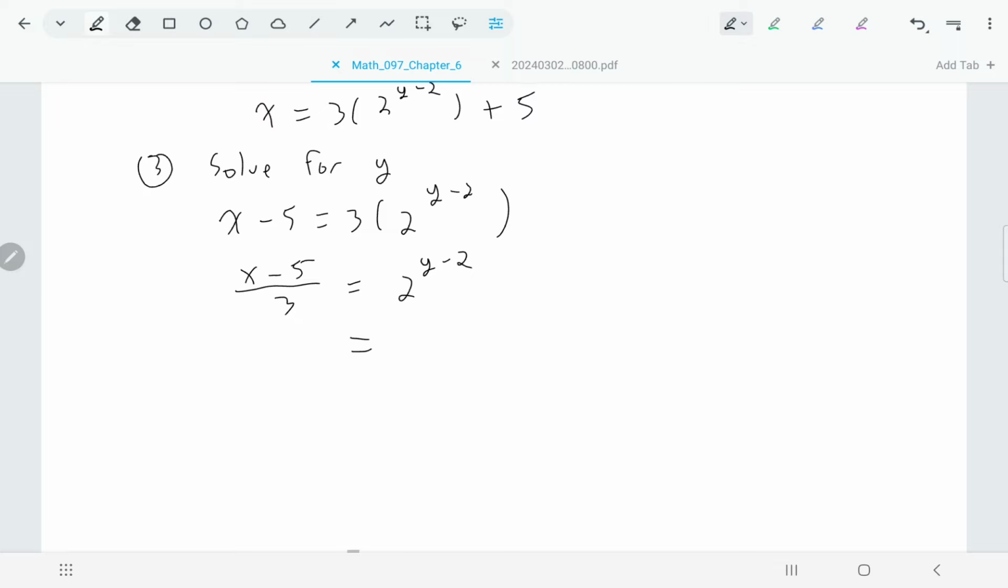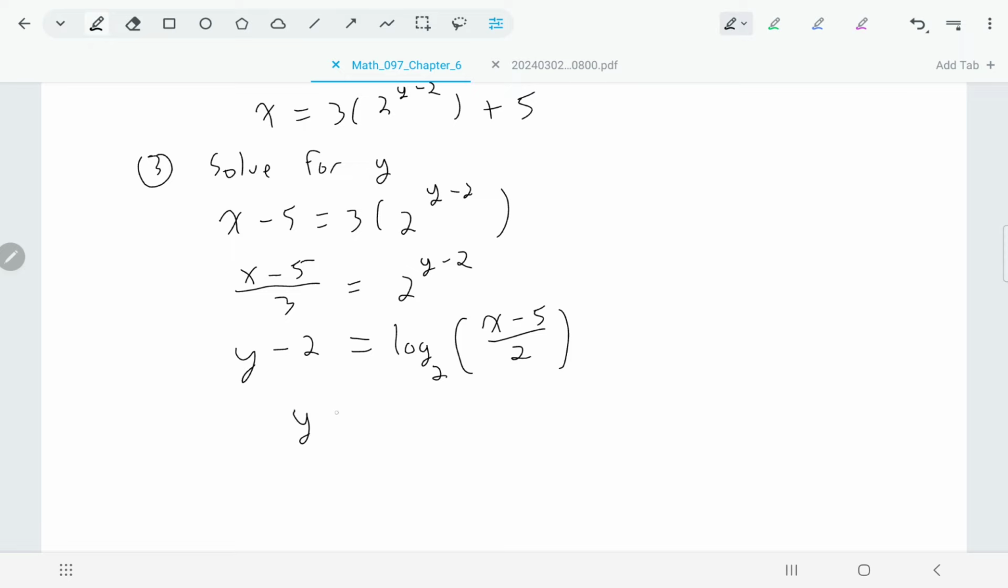And I know that if I wanted to rewrite this as a logarithm, since on the right side I have a single exponential function with base 2, then I can rewrite it as a single logarithm with base 2, and I'm going to be switching my inputs and my outputs. Instead of x minus 5 over 3 is my output, it's now going to be the input for my logarithm. And instead of y minus 2 being the input for my exponential function, y minus 2 will be the output for my logarithm. And now I'm almost done.